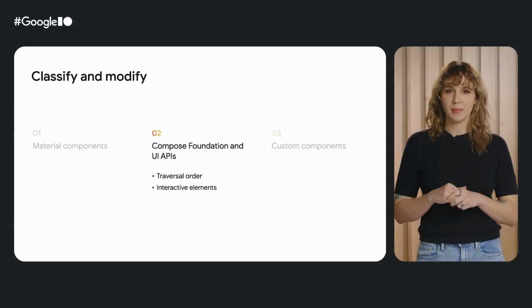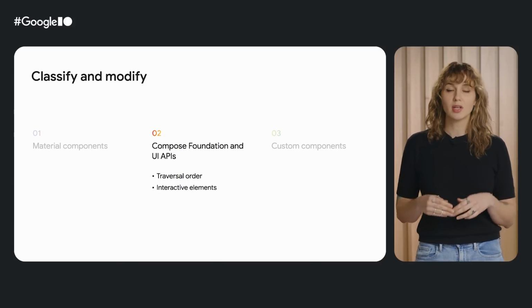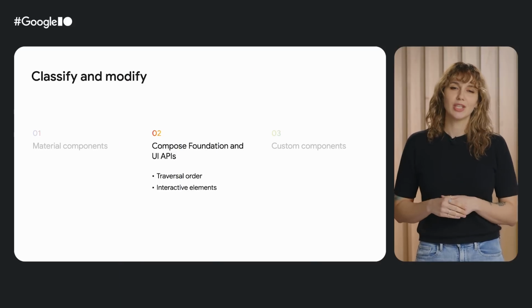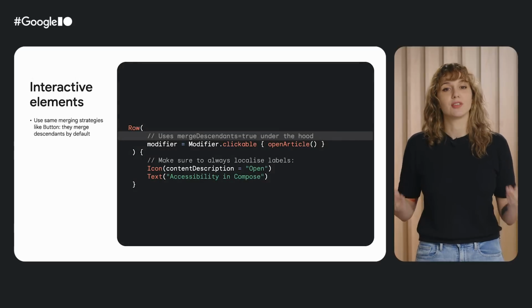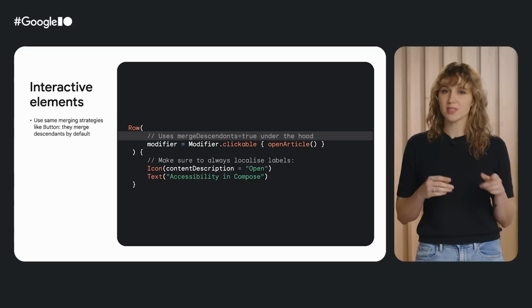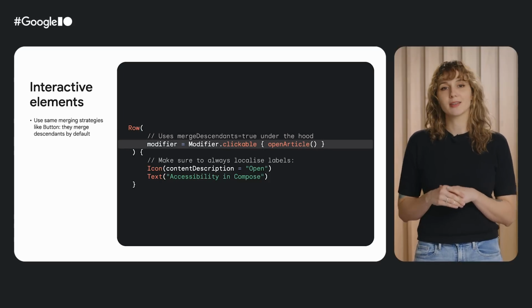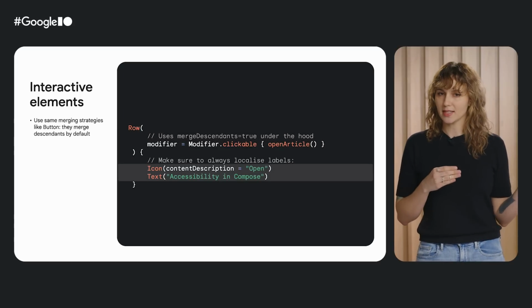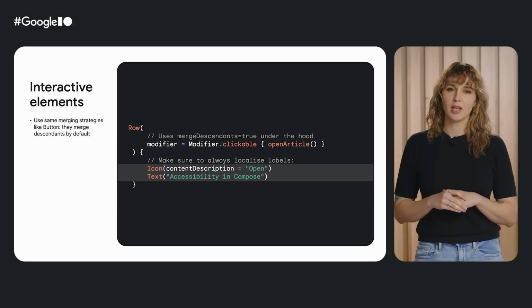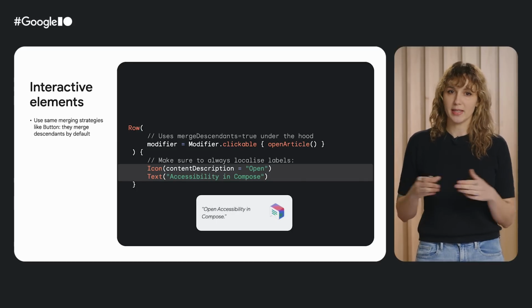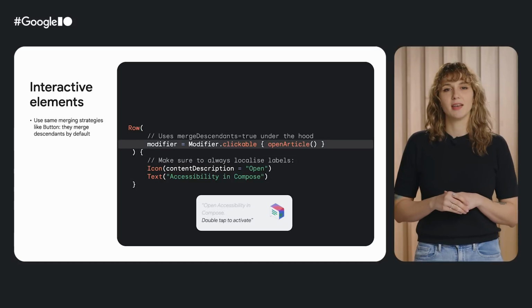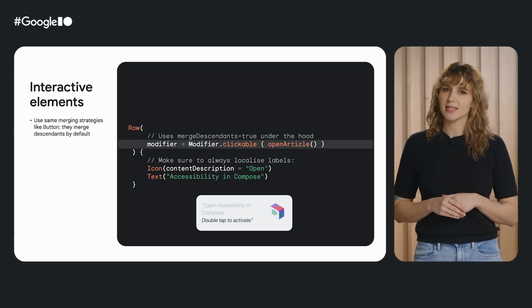Foundation APIs that make your composable clickable, toggleable, or overall interactable use the same merging strategies as the material button, which merges its children semantics by default. Using the clickable modifier makes that composable merge its descendant semantics into a single entity, which then gets represented together by the accessibility services, along with the corresponding action representation.